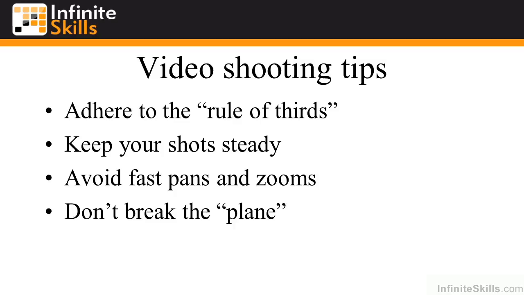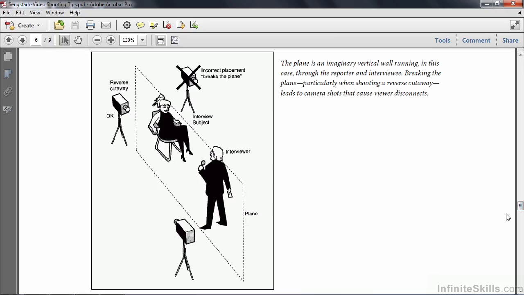Don't break the plane, and this is a kind of confusing concept. Let me just show you a graphic about that. The plane is an imaginary plane that runs through your scene. Let's say you're watching a basketball game, and the plane would be the line that goes straight down the middle of the court from one basket to the other. If you have a camera on one side of the court and the action is going from right to left, if you suddenly put a camera on the other side of the court, the action would go left to right. It'd be very confusing. So you don't want to put a camera on the other side of the plane, essentially.